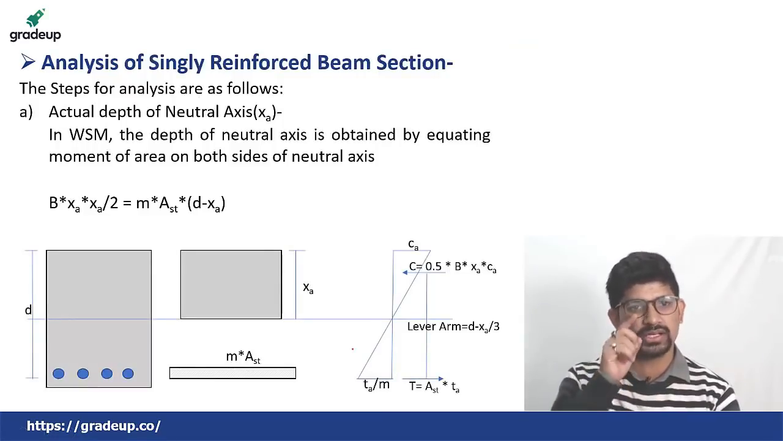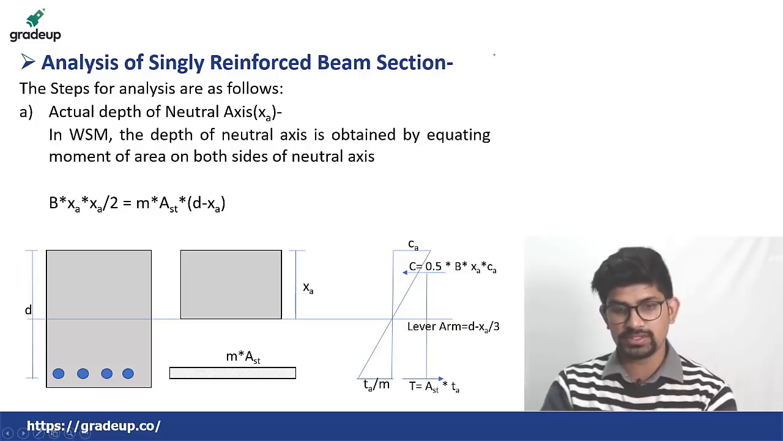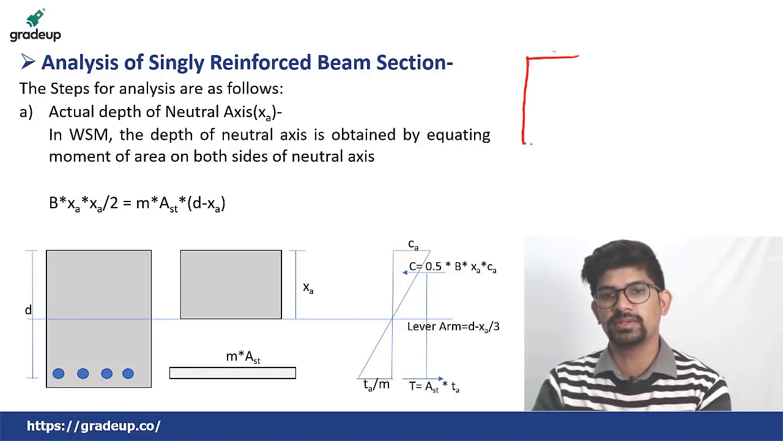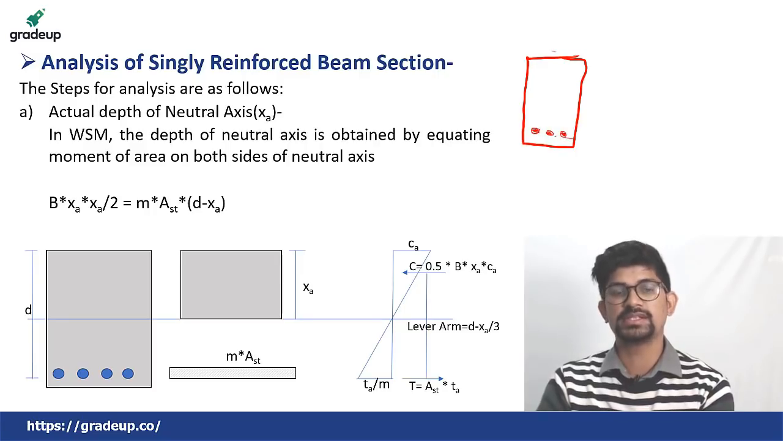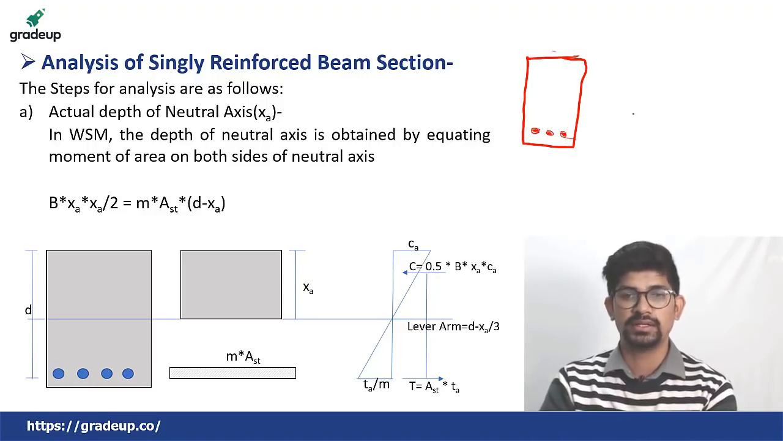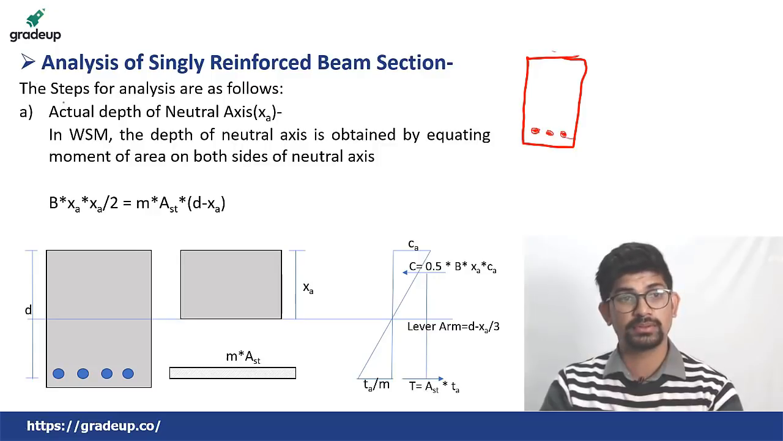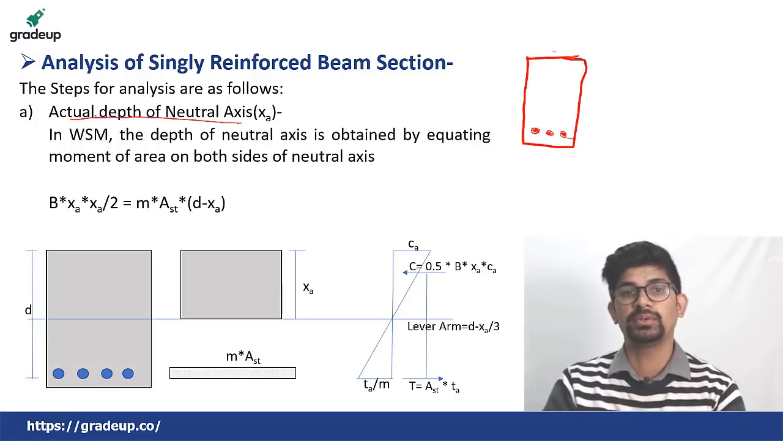Now coming to the actual analysis of a singly reinforced beam section. What is a singly reinforced beam? It is simply a rectangular beam, and there is steel over here, with some cover provided and the steel provided here. This is a singly reinforced beam. The other type is a doubly reinforced beam, which we will study in the next lecture. So coming to the analysis, the first step is to determine the actual depth of neutral axis, Xa.